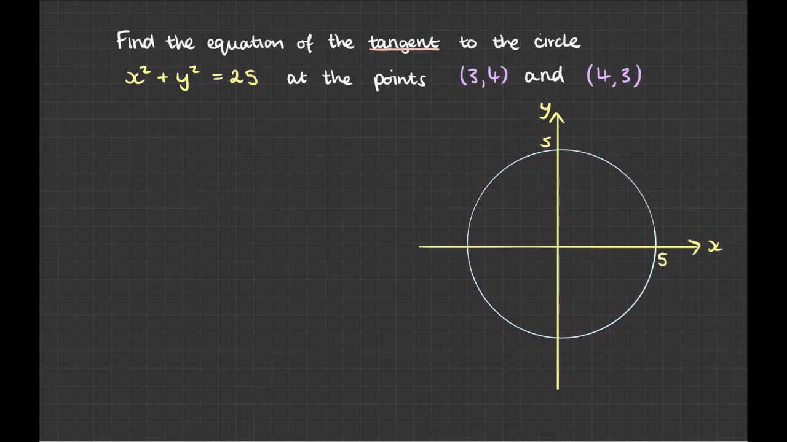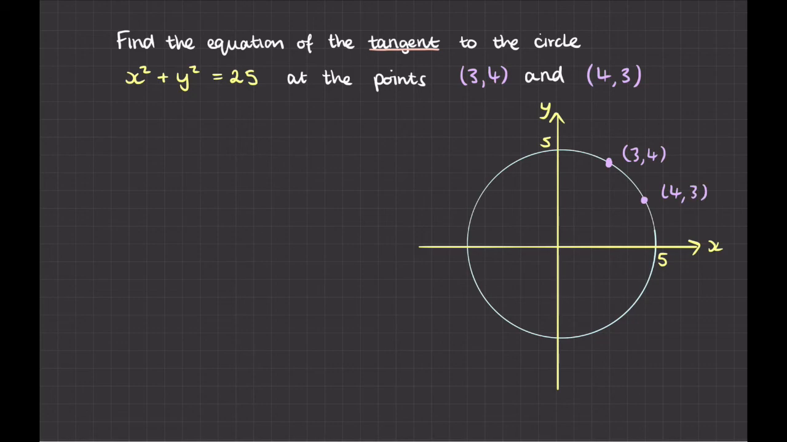Okay, and that also means that these points are both going to be on the circle. If you think about your Pythagoras' theorem, 3 squared plus 4 squared does equal 25. So we know that these are points on our circle. So let's mark these points on our circle. So (3, 4) is going to be about here. And the other one was at (4, 3), and (4, 3) is about here.